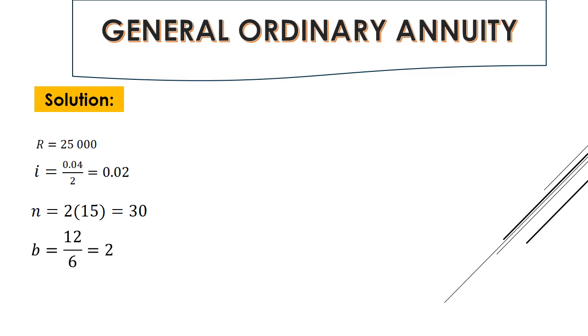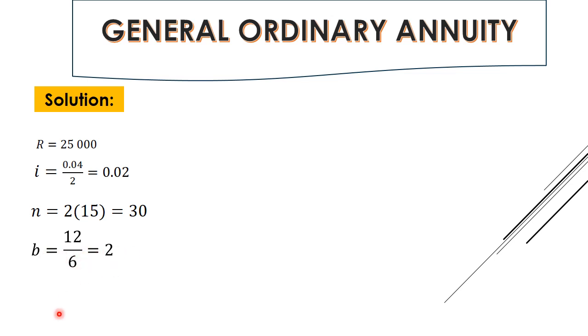Now let's define the given first. The periodic payment there is 25,000, so we have R as 25,000. And the I there is the interest rate per period, so we have 0.04 divided by 2, which is 0.02. Now for the N, since the time is 15 years, we multiply it by 2, that would be 30. And the B there is 12 over 6, since the number of months within the payment interval is 12, since it's annually. And since the compounding period is semi-annually, we have 6 months every compounding period. So that's why our B there is 2.